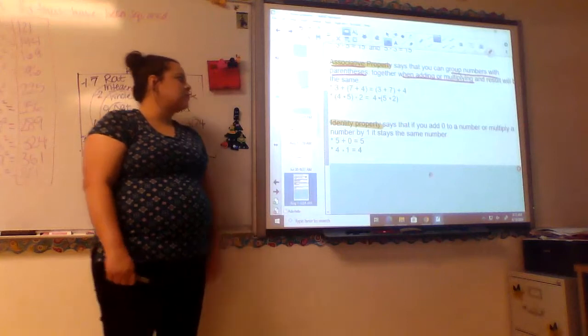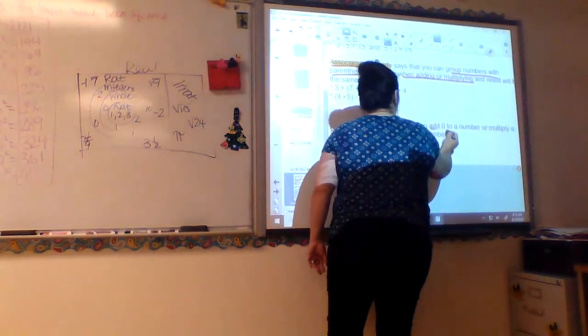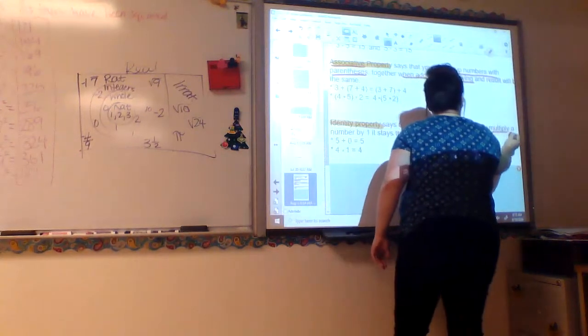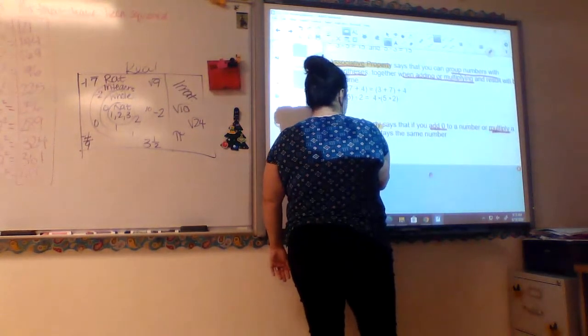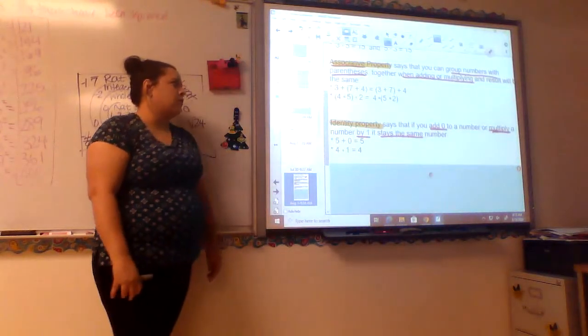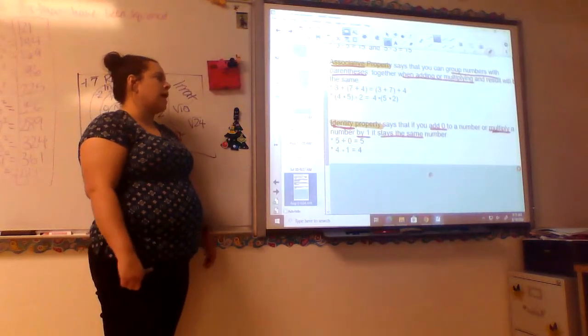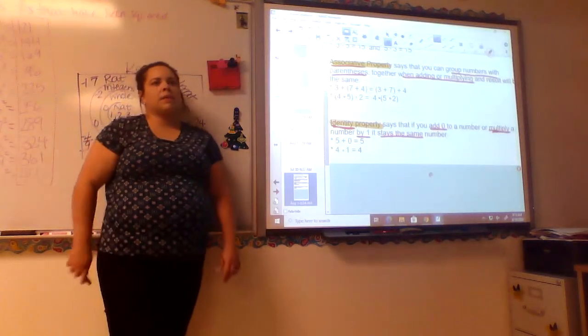All right, the next one is the identity property. The identity property says that if you add 0 or multiply by 1, it stays the same number. So you just have to write down the part that's underlined. Identity, you add 0 or multiply by 1, and it stays the same number.